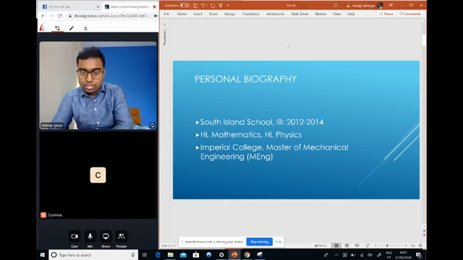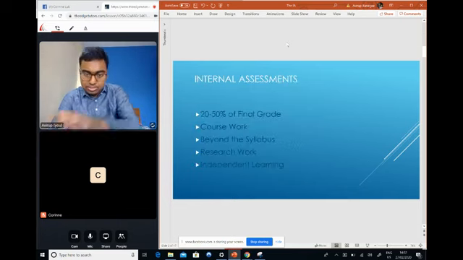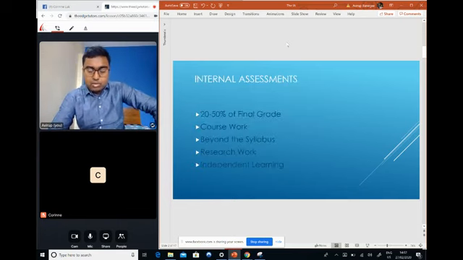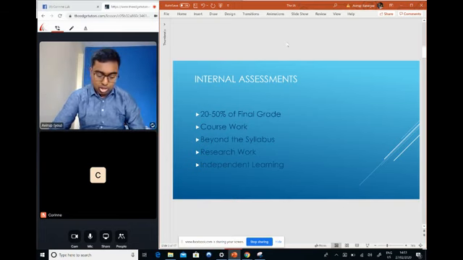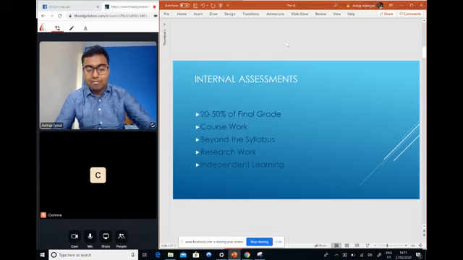So, enough about me. Let's get straight to the beginning. If we were to take a broader look at what the IAs are, we must understand that it's the coursework element that we have in our course. For certain subjects, it could be as much as 50%. For other subjects, more like 20%. For maths and physics, it's like 20%.